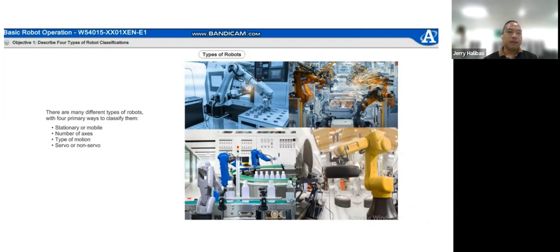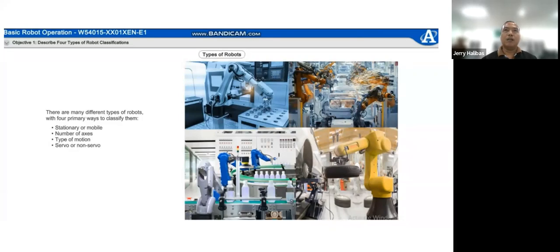criterion or category is the number of axes. In the one we tried in the laboratory, it is more of 6 axes. You can change this: you can download 5 axes or just 4 axes, depending on the robot you download or use. Then the type of motion. And the last one is the type of mechanism, or the actuator used. It can be either using a servo motor or a non-servo.